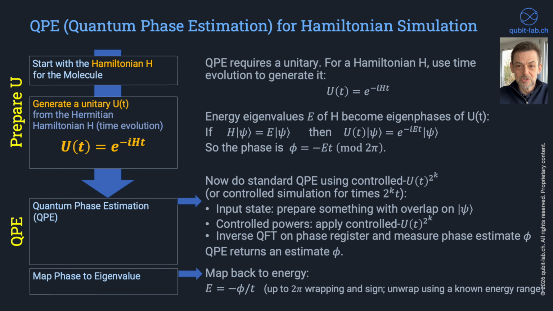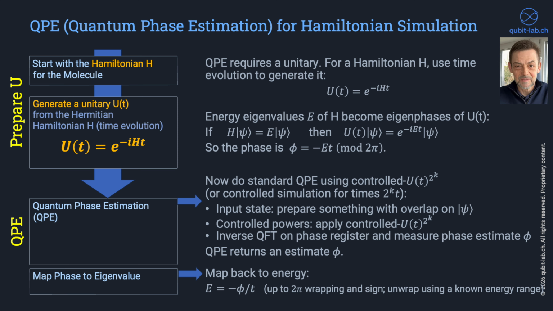We now move from VQE style energy estimates to quantum phase estimation, which is the fault-tolerant route to high precision. We start with the molecule's Hamiltonian H, but QPE needs a unitary, so we use, for instance, time evolution, e to the power minus i times H times t. If the state is an energy eigenstate with energy E, applying U of t only adds a phase. U of t applied to psi gives back the same state, scaled by a phase factor e to the minus iEt. So the phase phi directly encodes the energy.